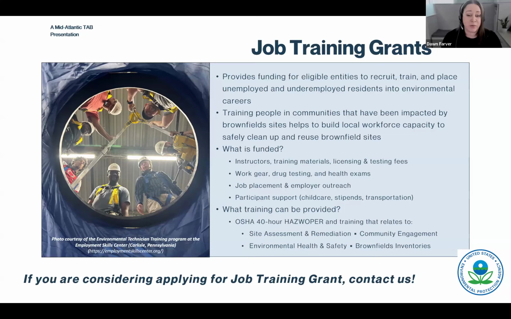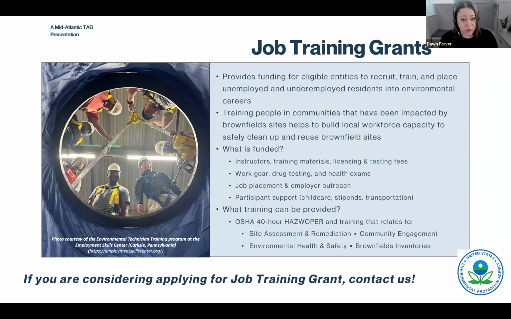The job training grants provide funding for eligible entities to recruit, train, and place unemployed and underemployed residents into environmental careers. So what we're looking for is, we know that we have communities out there that have a lot of brownfield sites. What we'd love to do is be able to have people within those communities actually contribute to cleaning up those sites and making their community safer and healthier. So we want to make sure that those people have that opportunity and we can build local workforce capacity.